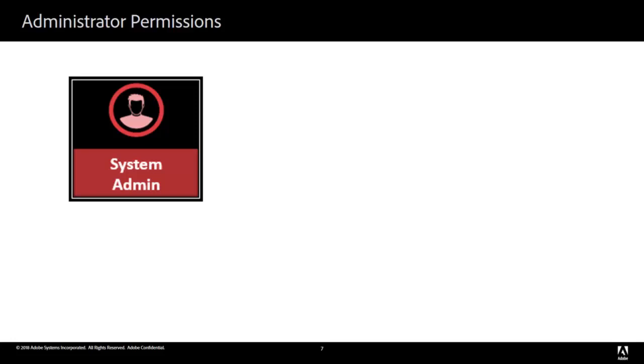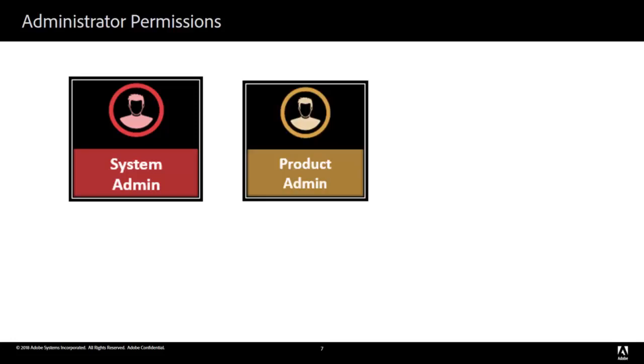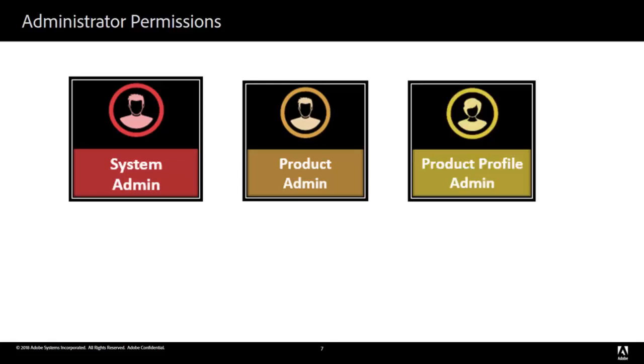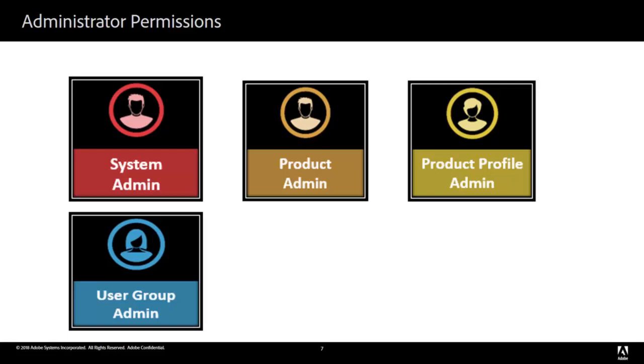System admin is a super user for the organization, allowed to perform all administrative tasks in the Admin Console. Product admin manages the products assigned to the admin and all associated administrative functions. Product profile admin manages the product profile descriptions assigned to the admin and all associated administrative functions. User group admin manages the user group descriptions assigned to the admin and all associated administrative functions.